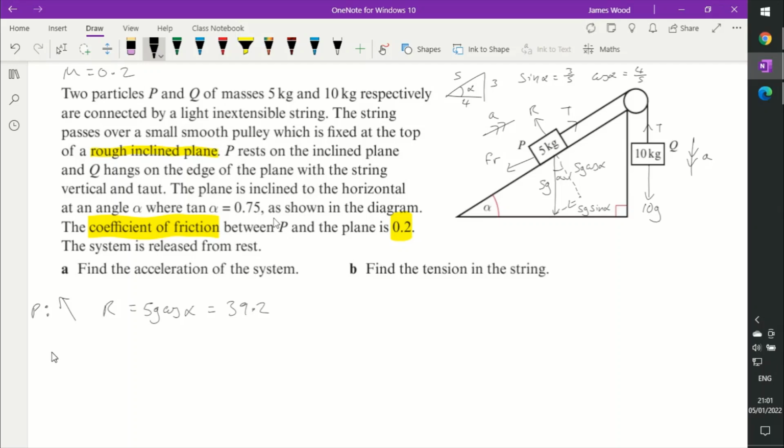And now I can write an equation for P going parallel to the slope and up it, because I've now got R, which I can use in mu R. So I've got T is pulling it up, minus the friction, so that's minus 0.2 times 39.2, so that's mu R, and also minus the weight pulling it down, so that's 5g sine alpha. And that equals ma, so that's 5 times a.